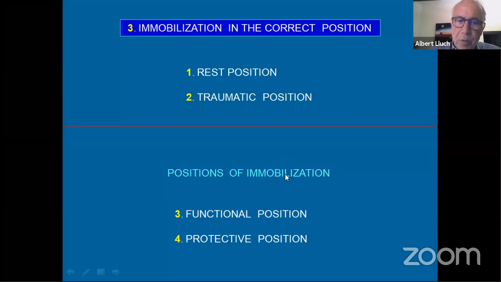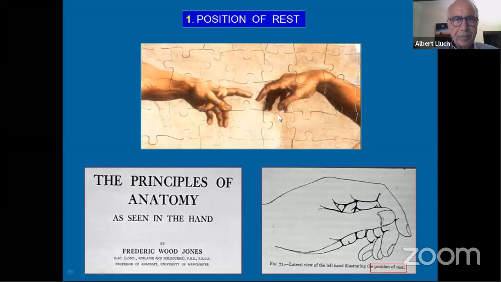In the positions of immobilization, there are two. One is the functional position, and the other one is the protective position. The position of rest, described by Frederick Wood Jones, is the one in which all the fingers are flexed, mainly the PIP joints, not so much the MP joints. And this is the position in which he thought the hand should be immobilized. That was many years ago, because he thought it would be more comfortable for the patient to be immobilized.